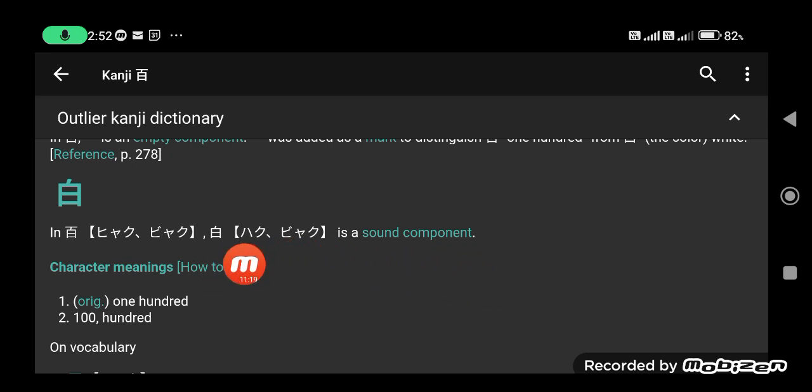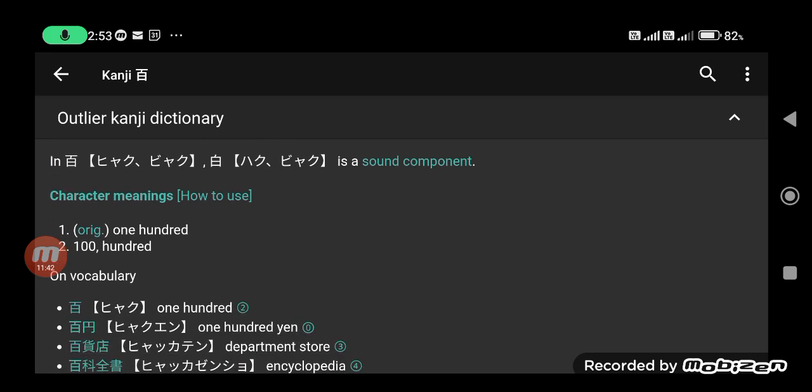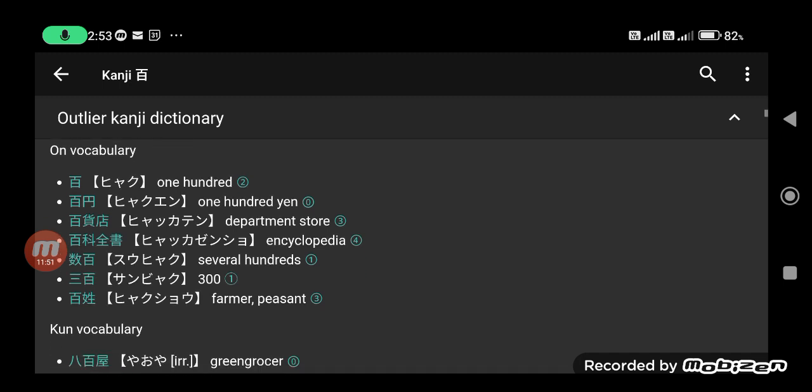And then in hyaku, byaku, haku is a sound component. Why is it a sound component? Because their sounds are interrelated. This haku, byaku, and in white, the onyomi is haku, byaku. In 100, look at the onyomi, hyaku, byaku. So there's really a resemblance or relation. The original meaning in ancient China is 100. So the meaning is 100.